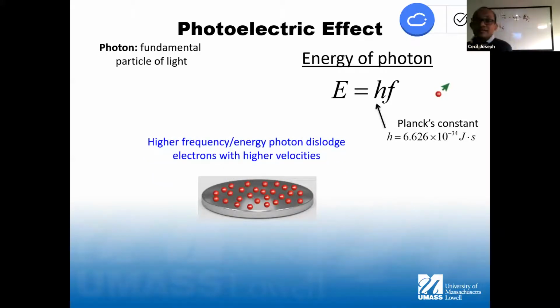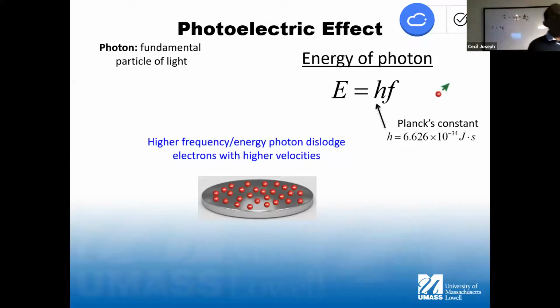Now, what happens when it has more energy than is required? So let's say it requires 2 eV to eject the electron, and the photon had 3 eV. What happened to that one extra eV? That is our current question. And the answer is that it goes into the kinetic energy of the ejected electron.